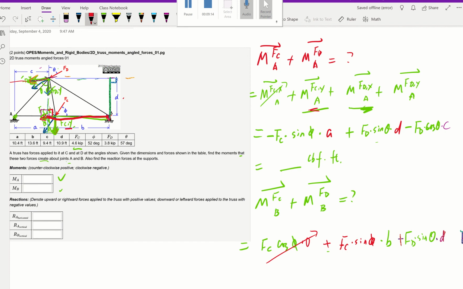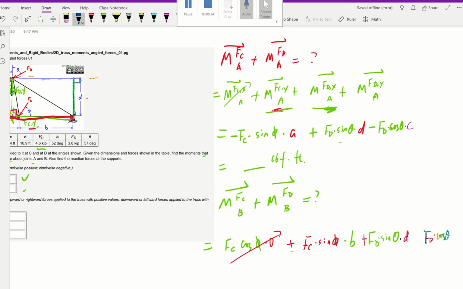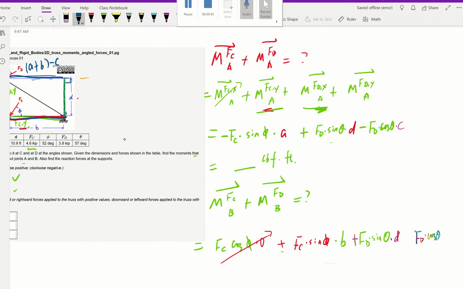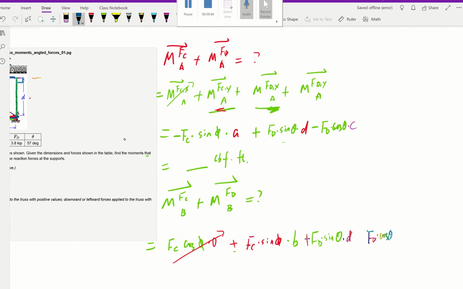Not something you can find out really quickly, because if I make it clear, it's going to be this entire length. So we're trying to figure out this distance right here. That will be same as here. This will be A plus B, this entire length minus C, because the top one is A plus B, you have to minus C. So hopefully you see that. So that's going to be A plus B minus C.